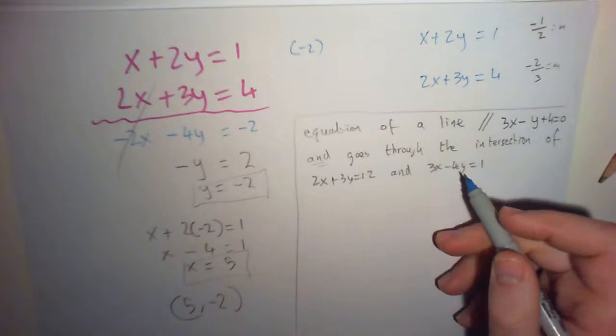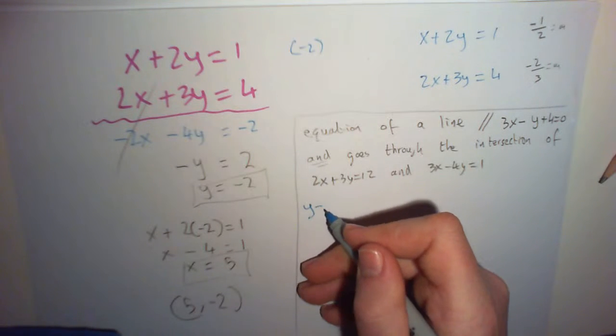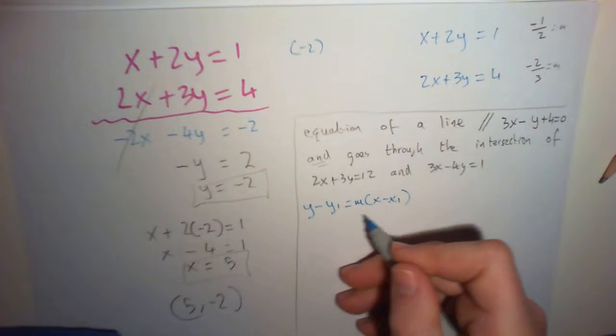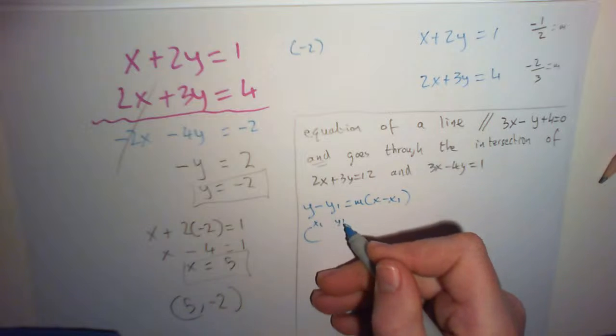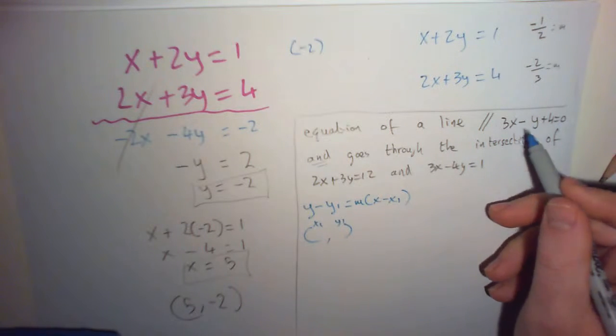So, let's do the easy bit first. Let's write down what I know. y minus y1 is equal to m times x minus x1. That's what I'm going to use. So I need an x1 and a y1. I can only get that from there. So I'll park that for a second because I know I can get the slope fairly quickly.